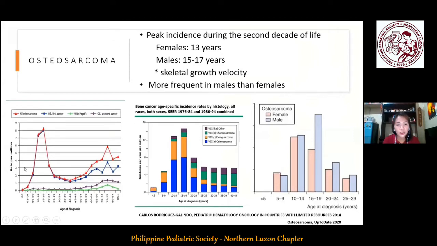So for osteosarcoma, there is a bimodal age distribution, with incidence peaking in early adolescence and in adults over age 65. So most osteosarcomas occur during the first 2 decades of life that appears to coincide with the adolescent growth spurt. There is an unclear relationship between rapid bone growth and osteosarcoma.